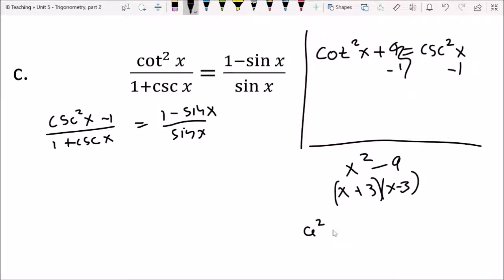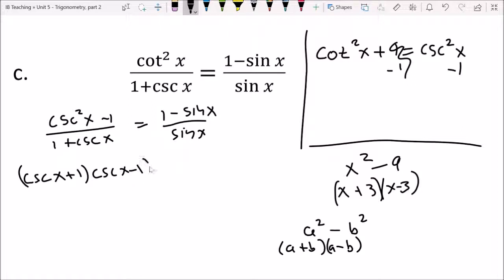Anytime you have something squared minus something else squared, like x squared and 3 squared, and that's a difference because of subtraction, that will always factor as a plus b times a minus b. This is one of those rules that's sort of worth learning. It's going to be pretty useful, not only in this class, but for sure going forward in other math classes that you take as well. So I can factor this into cosecant x plus 1 multiplied by the quantity cosecant x minus 1, still over 1 plus cosecant x.